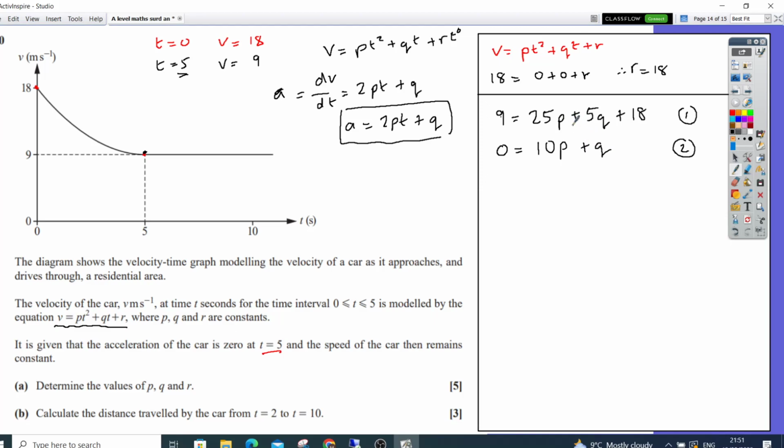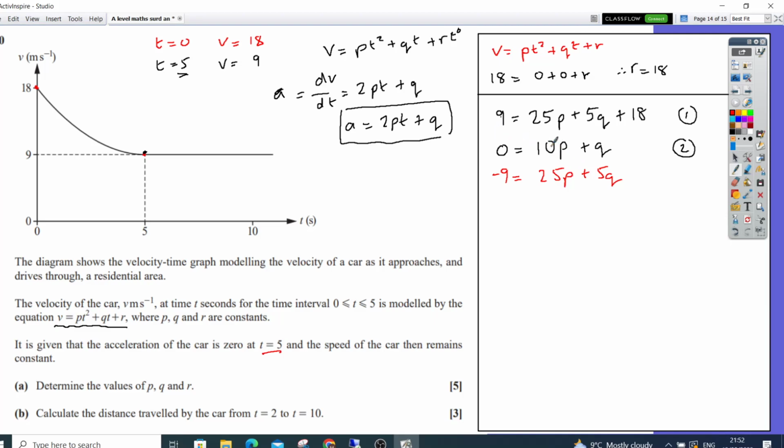Not quadratic, simultaneous equations. So I'm going to rewrite the top one. If I take the 18 to the other side, that gives me 9 minus 18, which is minus 9, is equal to 25p plus 5q. Okay, so that's a rearrangement of equation 1.